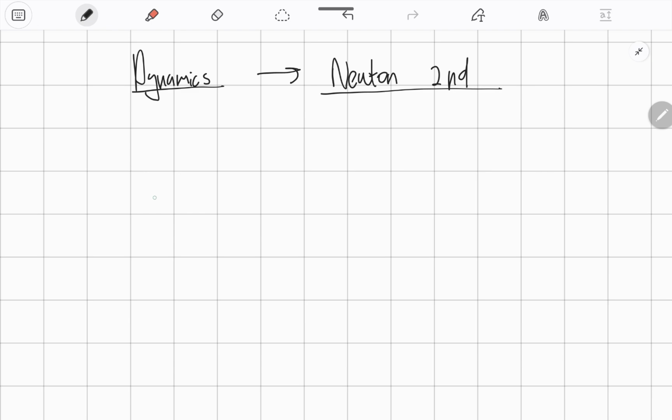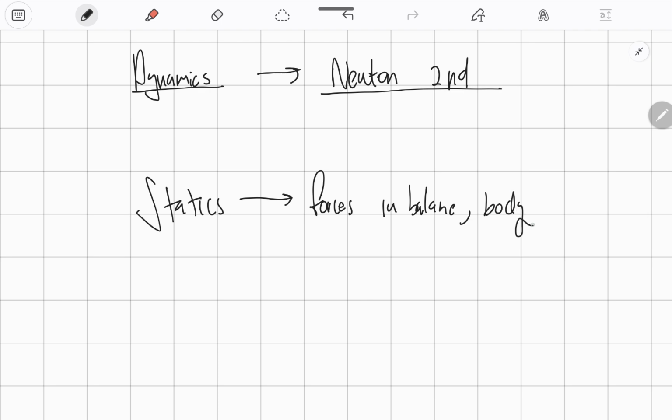In the first semester or first year, they should have talked about something called statics, right? From high school, it kind of looks like something's not moving. For statics, forces are in balance, right? You can say body at rest because it feels better. And now we're moving to dynamics, the one that we're trying to discuss today.